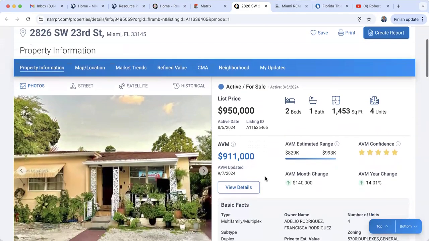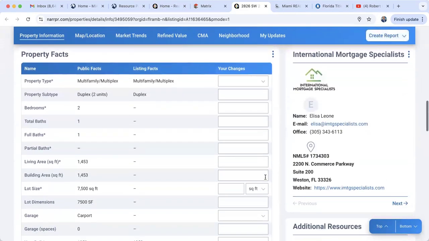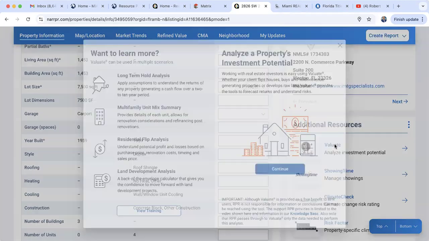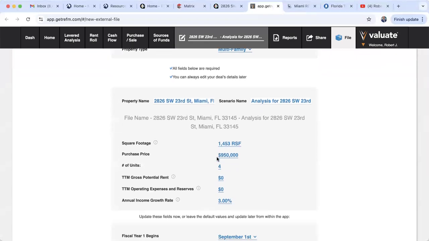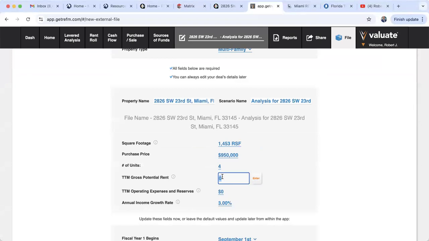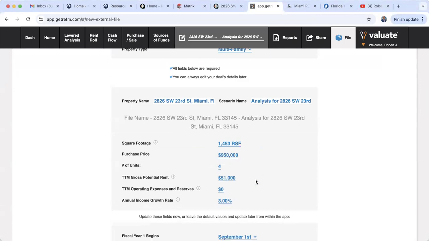So let's take a look. We're gonna come here, select Valuate, and click on Continue. Now, this is a multifamily, so right away the system recognizes that this is a multifamily 4 units. Potential rent, we discussed that it's $51,000 yearly income on this property.